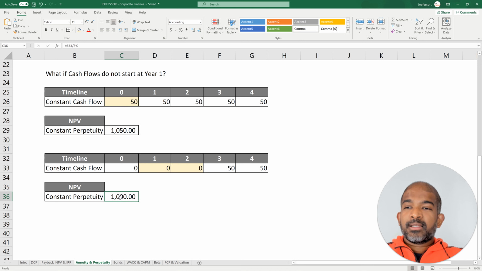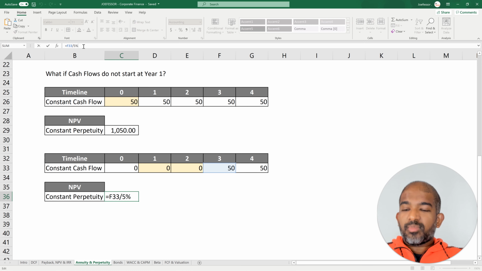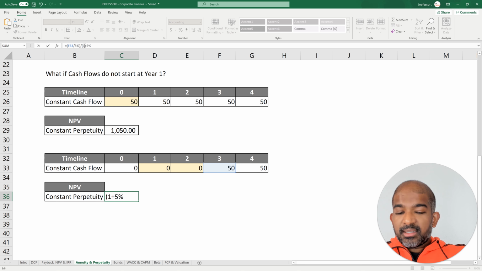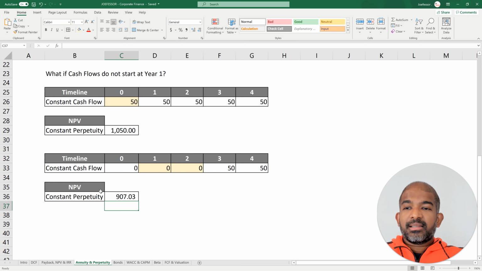Okay, now I need to bring this back to the present value or the valuation as of year 0. So I'm going to take this number, the $1,000, and I'm going to divide that by 1 plus the discount rate to the power of 2. Okay, this basically moves the valuation from year 2 backwards by 2 time periods. Okay, this number gives me the net present value right now.